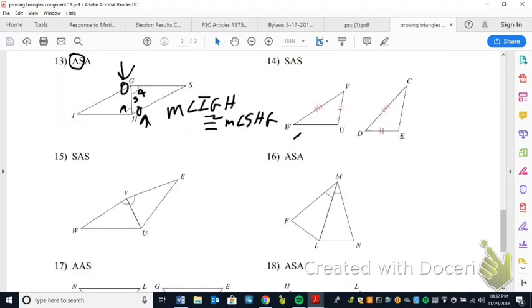Okay, so now we're on to number 14. We're given two sides here that match up. So if we've got the two sides knocked off, we need the angle that's in between them. Well, that would give us angle V and angle D.